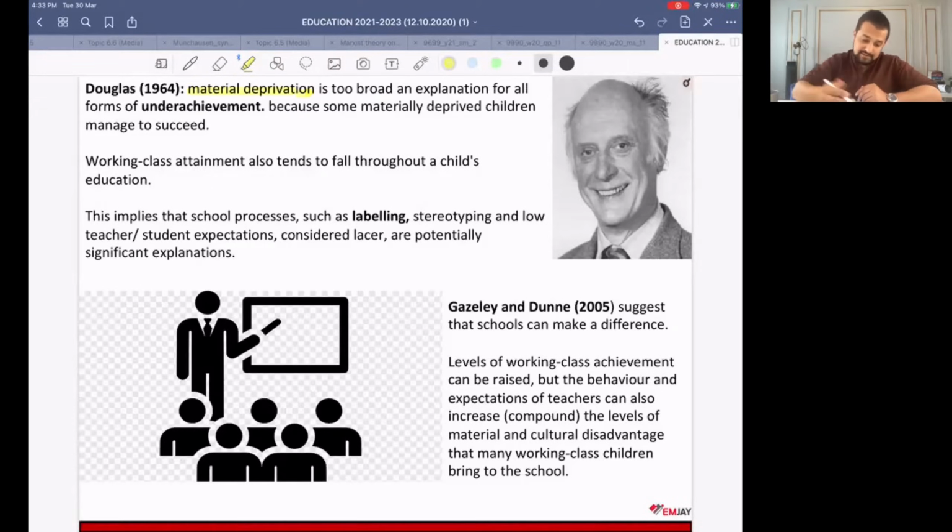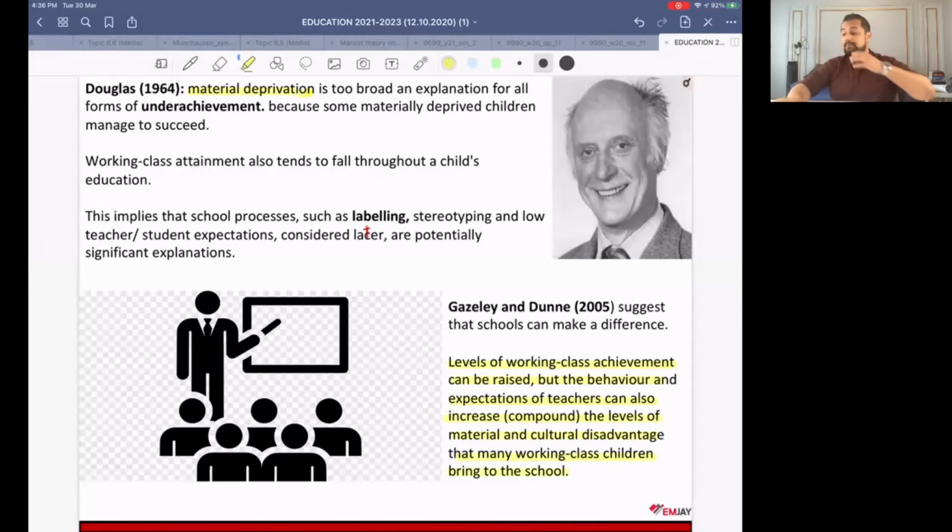Or considered, that's not later, that's later, considered later, are potentially significant explanations, right? Now, we have another reference over here, and through which we should note this. Levels of working class achievement can be raised, but the behavior and expectations of teachers can also increase, compound the levels of material and cultural disadvantage that many working class children bring to the school.